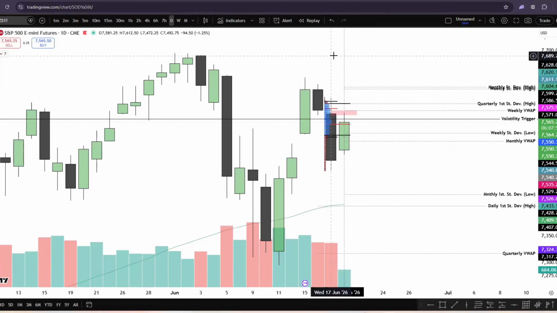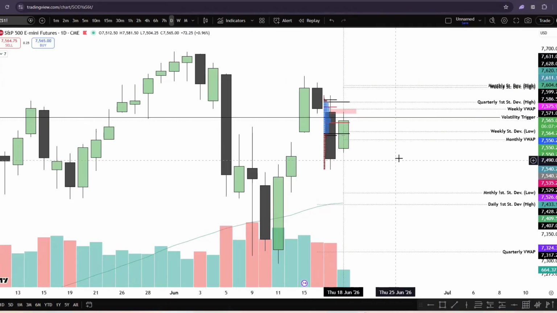This is Soul Trades. Today is June 18, 2026, and this is trade recap of the day. I took longs today. There was a beautiful shorts opportunity too, so let's go through it.